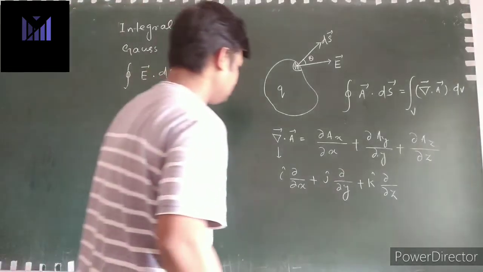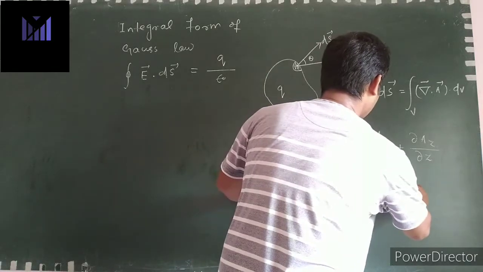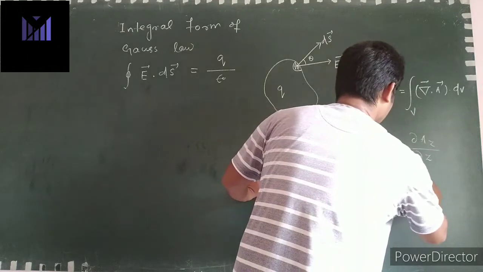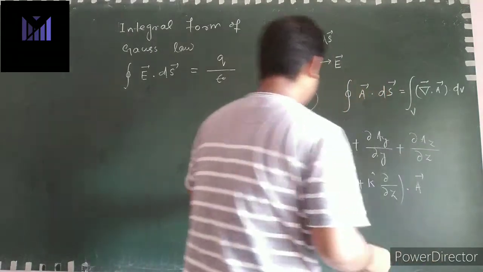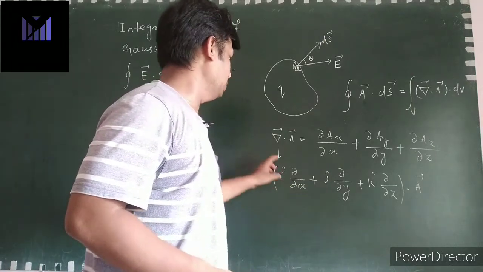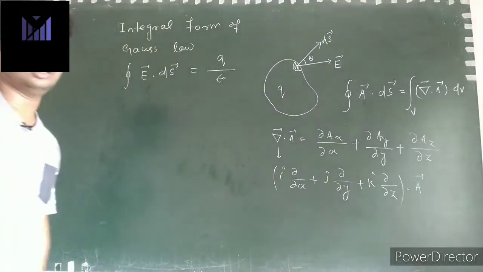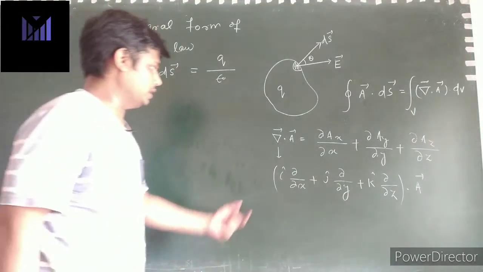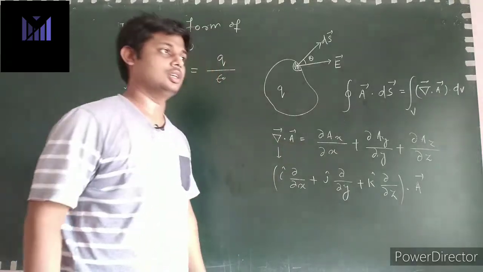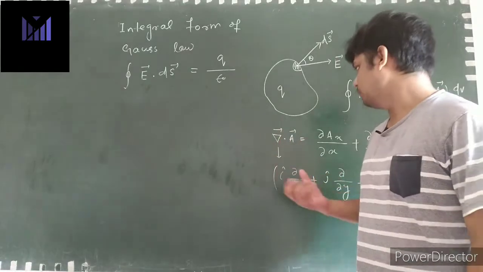Here this vector is dot product. This vector, we made this vector dot product with a vector. If we make the dot product between the del operator and a vector, we will get this result. Then the question is, what does this quantity represent? This quantity represents the net outward flux, the net outward flux per unit.